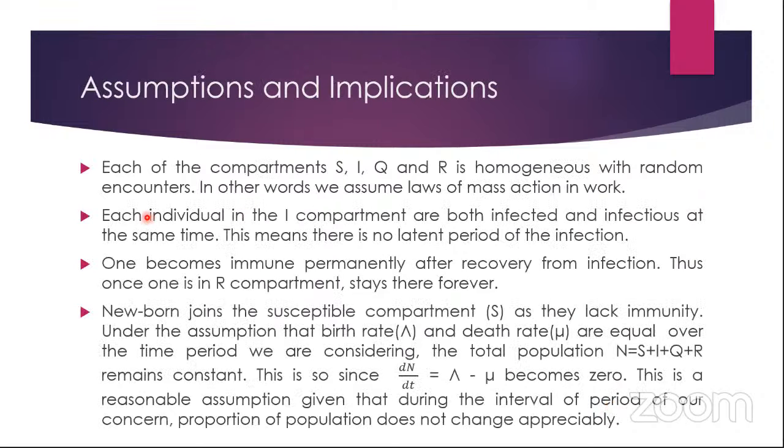So here are some assumptions and implications of our model. Each of the compartments S, I, Q, and R is assumed to be homogeneous with random encounters, and hence we are assuming the law of mass action. Each individual in the I compartment is both infected and infectious at the same time. There is no latent period of infection. One becomes immune permanently after recovery from infection. Thus, once one is in the R compartment, he stays there forever. The newborn joins the susceptible compartment as they lack immunity. Under the assumption that birth rate and death rate are equal over the time period we are considering, the total population N remains constant. And this is so because dN/dt is lambda minus mu, which is 0 if they are equal.